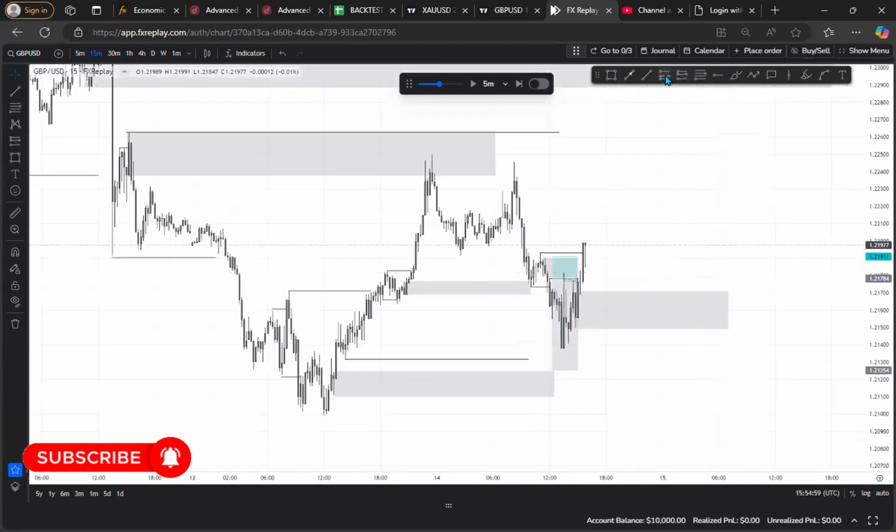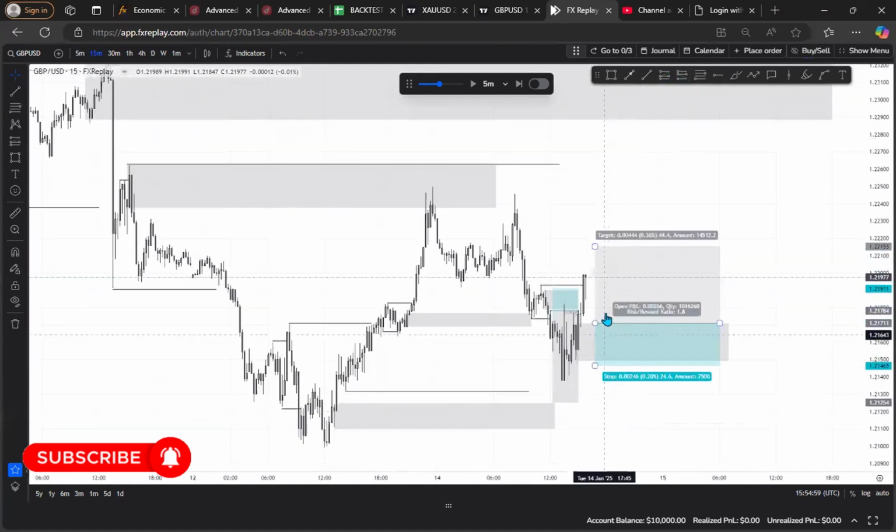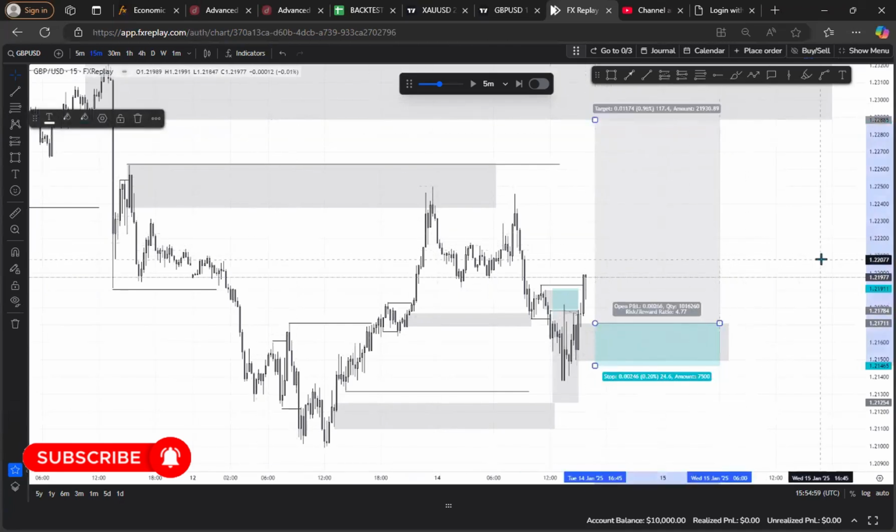Take another entry from that area. My stop loss was here. My entry was here, my stop loss was there, and my target is for price to take out this high. So let's see what happened.